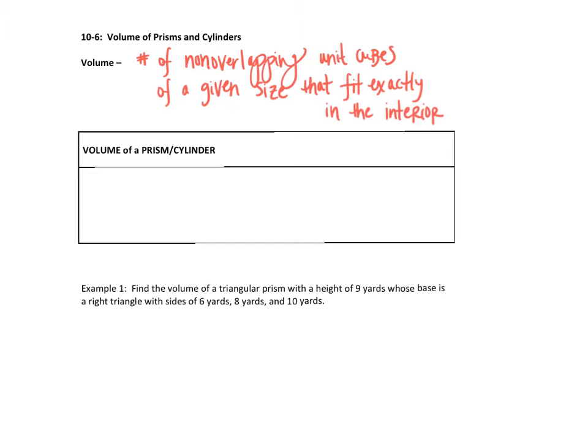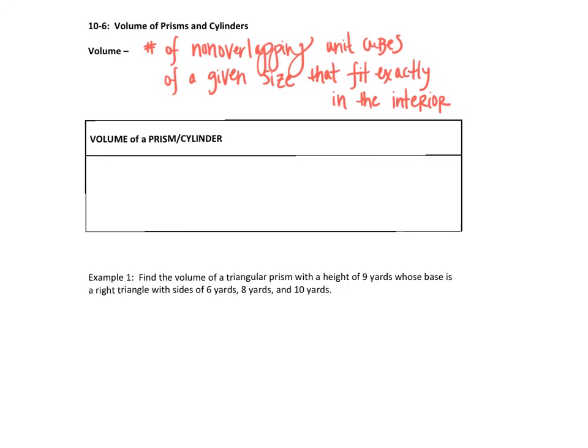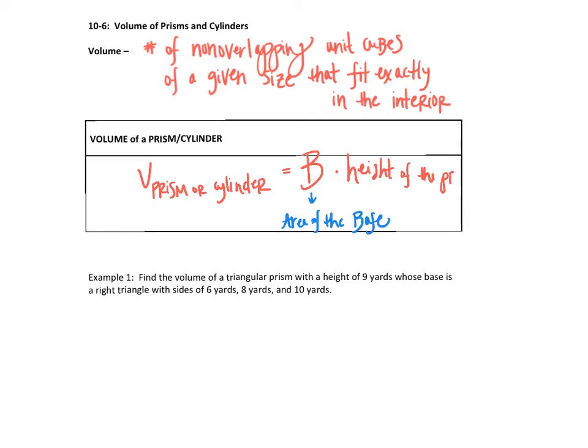So to find the volume of a prism or cylinder, something that they have in common is they both have two bases. So you're going to find the volume the same way. In your book, you're going to see a big B. Well, what that means is the area of the base. So whatever the base is, you're just going to find the area of the base, which you've been doing a lot, and then you're going to multiply it by the height of the prism or cylinder.